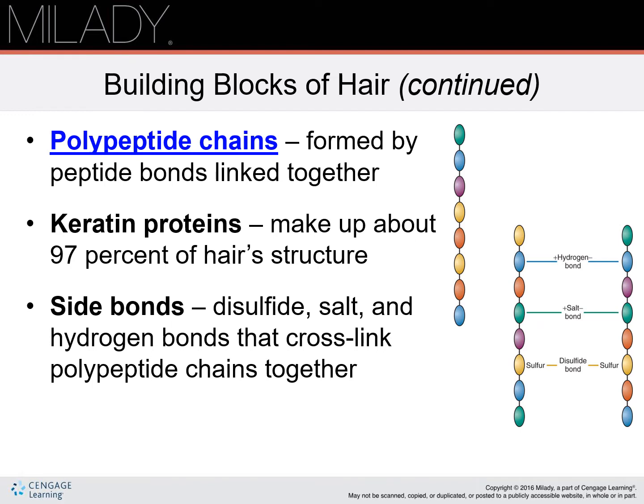Let's talk about keratin. Keratin proteins are long, coiled polypeptide chains. They make up about 97% of the hair structure. Keratin is what gives your hair strength. And side bonds. Side bonds are disulfide, salt, and hydrogen bonds that cross-link polypeptide chains together. And you'll see that example here. You have your hydrogen bonds that link the two polypeptides together, the salt bonds that link the two together, and then the disulfide bond that links the two together.